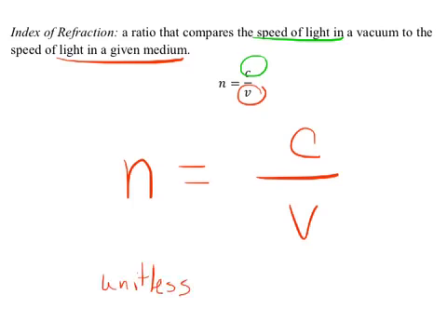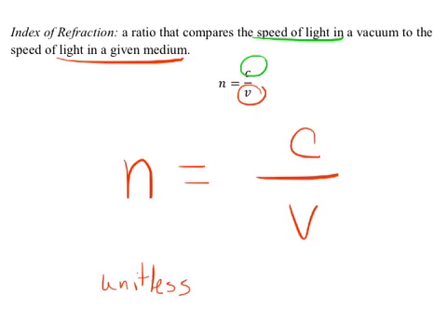Speed of light in vacuum. No unit. Speed of light in a vacuum is C. Speed of light in a given medium is V. You're really not going to use this formula much because you're going to be given the values of n, and we're going to use Snell's law, which avoids using this formula. But this is the relationship of where n actually comes from.